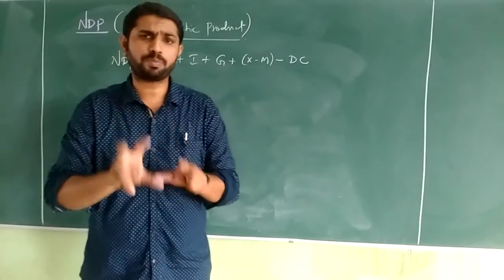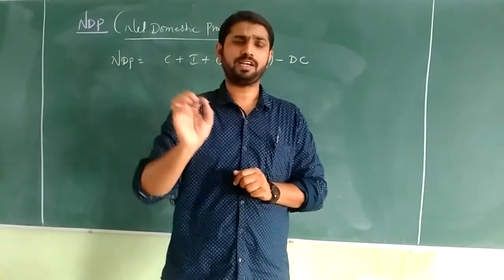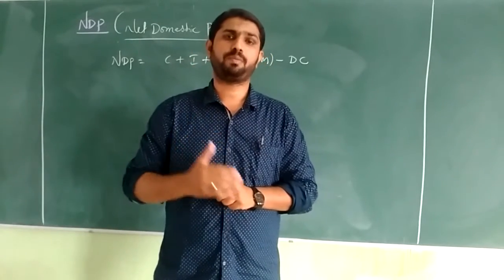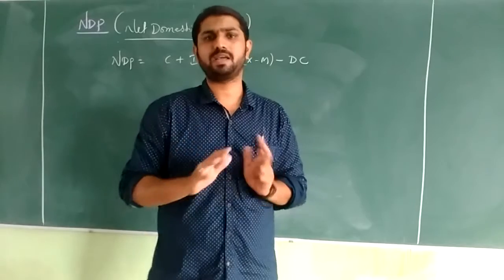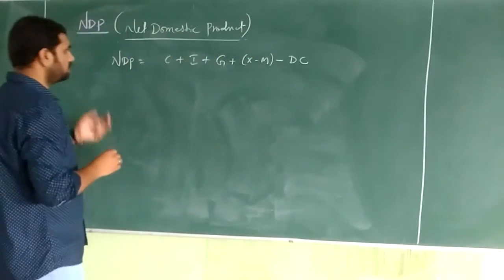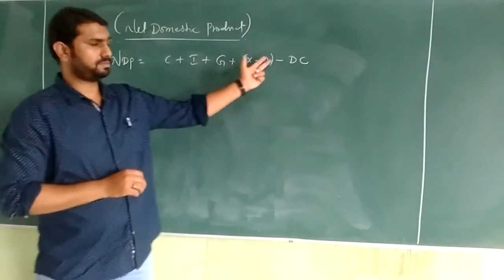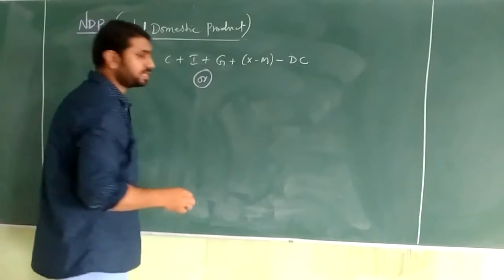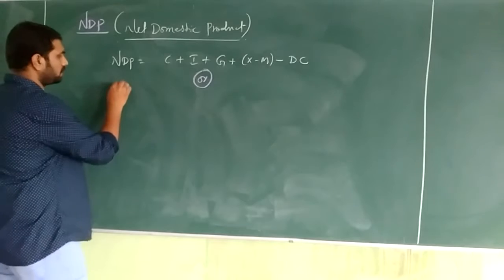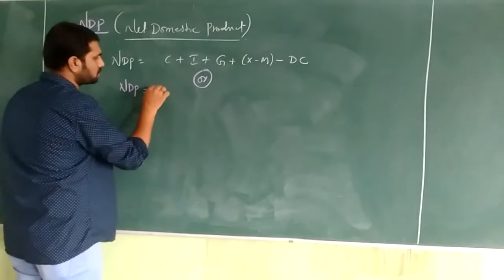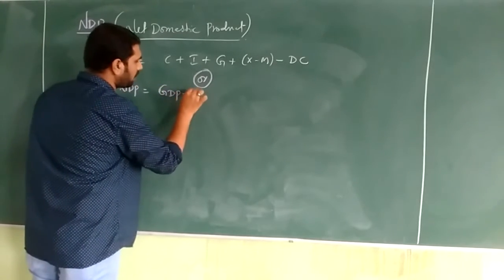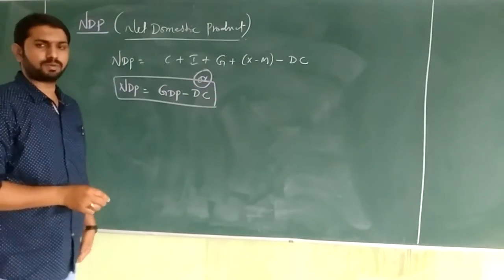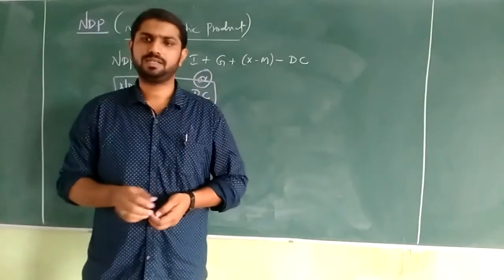So in order to see the net output of final goods and services which have been produced within a country, one has to go by net domestic product, that is called NDP. The formula is very simple: C plus I plus G plus X minus M minus DC. Or else we can express NDP as NDP equals GDP minus DC. This is a simplified formula for calculating net domestic product.